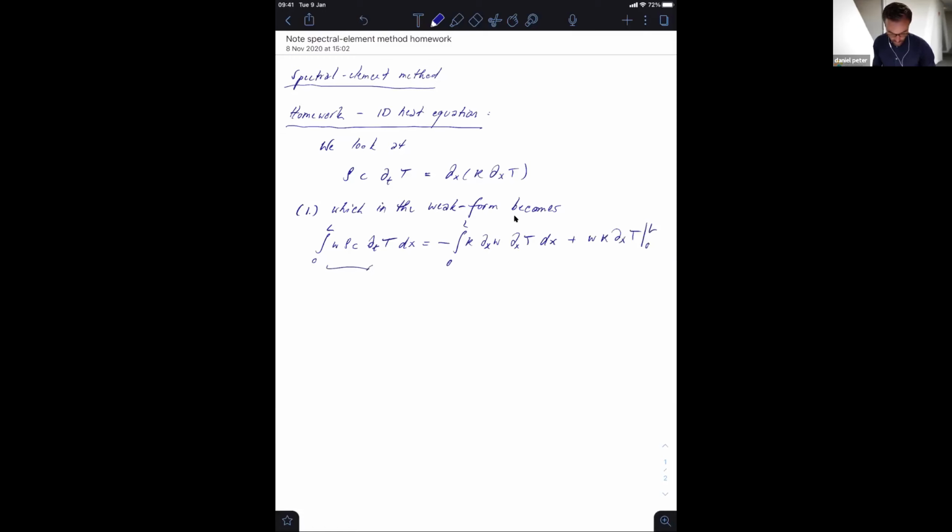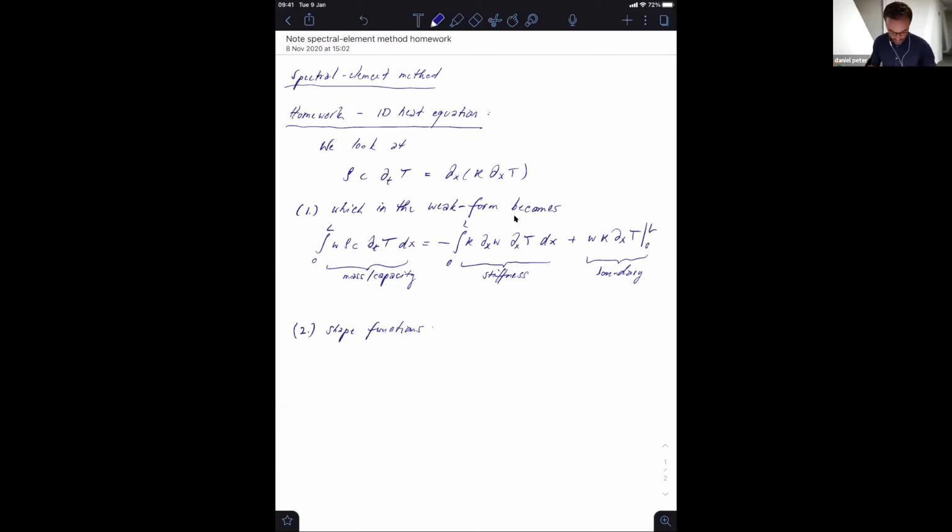So again, this would be the mass matrix or capacity matrix. This will become the stiffness matrix, and this would be the boundary. Next step, second step, shape function. A shape function. Very good. Well, we're fast in progressing.